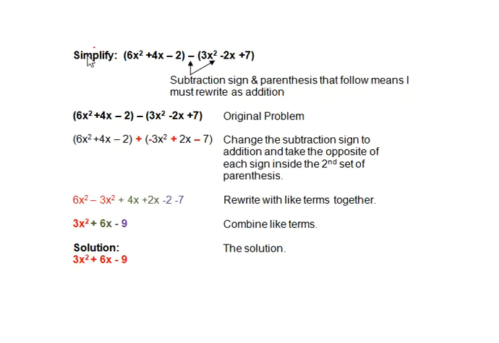So here is our regular equation. There's 6x squared plus 4x minus 2, and then minus what's in this second parentheses, 3x squared minus 7x plus 7. So what we're going to change is the subtraction sign, and the parentheses that follows means I must rewrite as addition. So this here gets changed to a plus sign. Then we're going to make this a negative, so it's going to be a minus 3x squared. We're going to change this to plus 2x, and we're going to change this to minus 7.